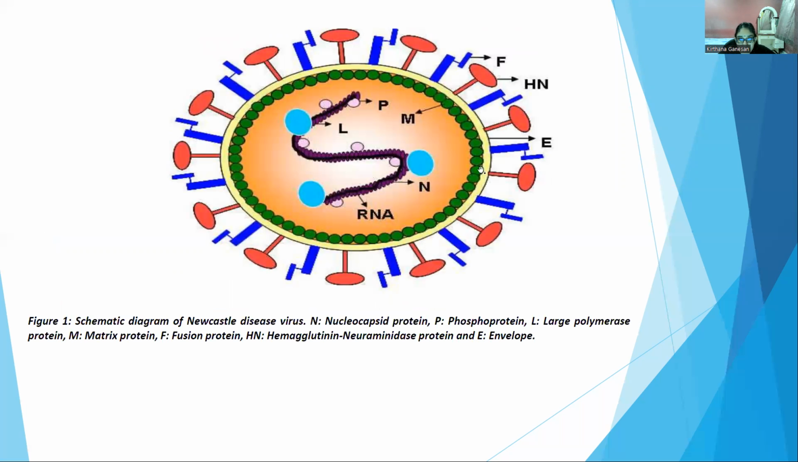This is basically the microscopic structure of a Newcastle disease virus. This is the RNA strand. The N represents the nucleoprotein, P represents the phosphoprotein, L is the large polymerase, and M is basically the matrix protein. And on the outer region, E is the envelope, HN is the hemagglutinin-neuraminidase protein, and finally F is the fusion protein.